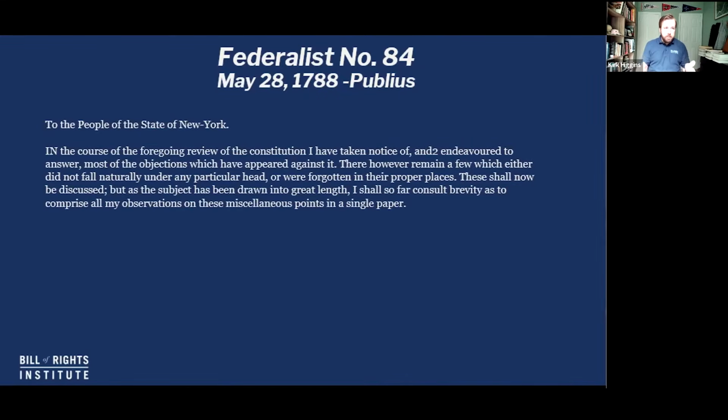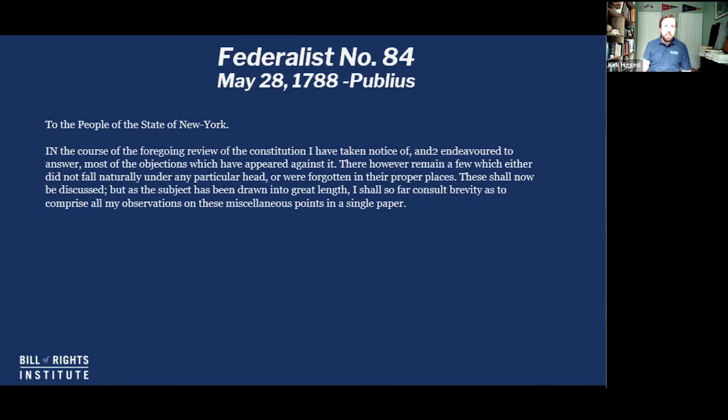So, first excerpt. Here, Publius is laying out what I just mentioned. He says, "In the course of the foregoing review of the Constitution, I have taken notice of and endeavored to answer most of the objections which have appeared against it." However, there remain a couple that he hasn't looked at yet. So we're going to look at a couple of those.